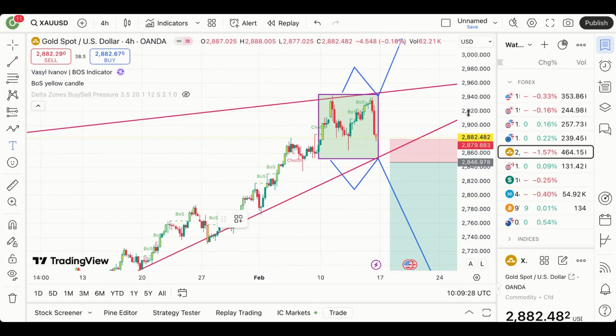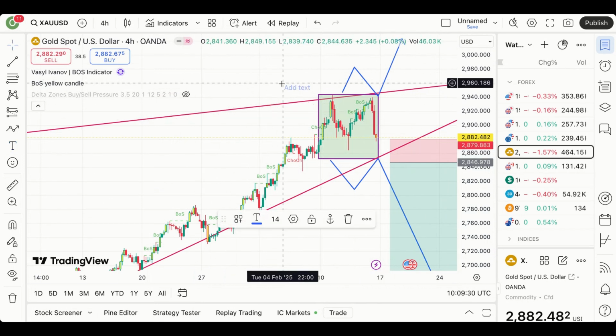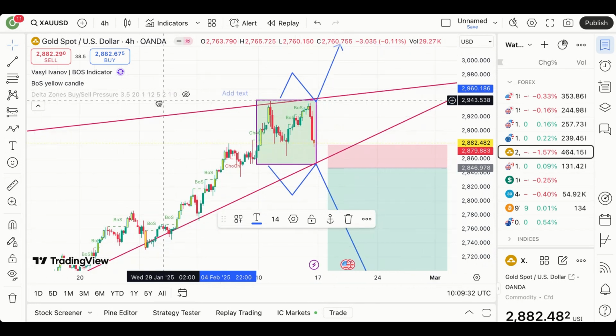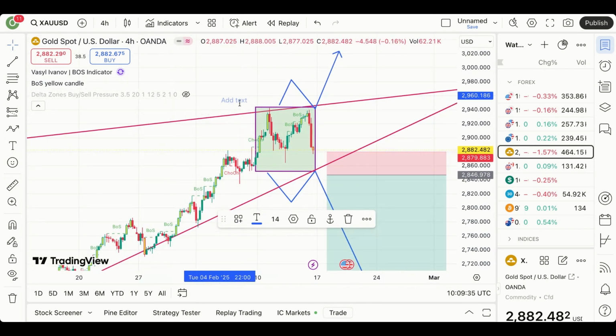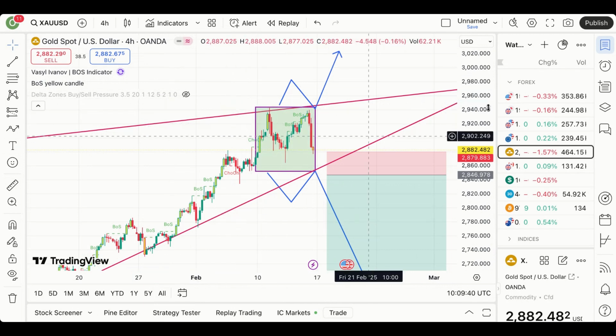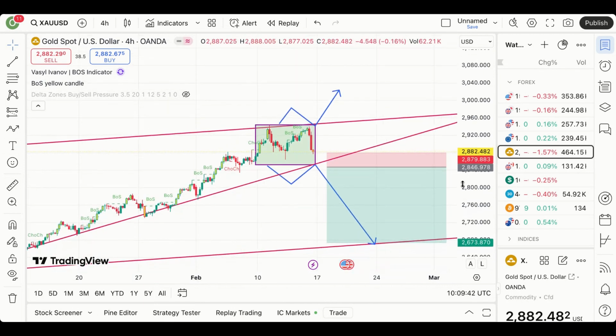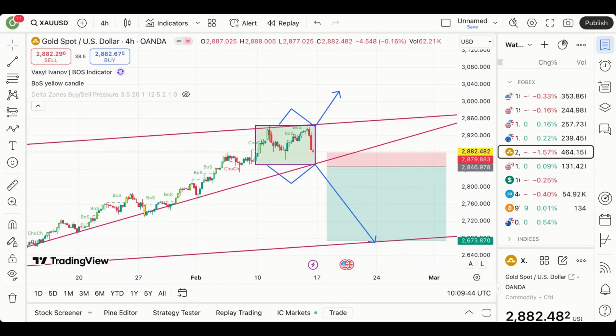Yeah. So I think that is the market structure for the week. That is market structure for the week. So both gold and GBP USD, GBP JPY, USD JPY. So these are the market analysis for the week.